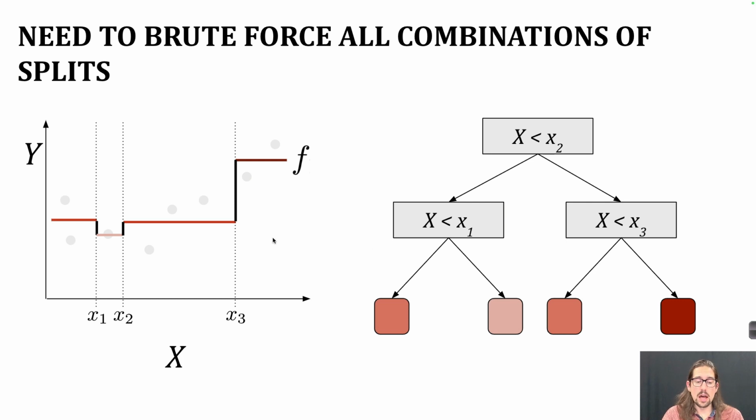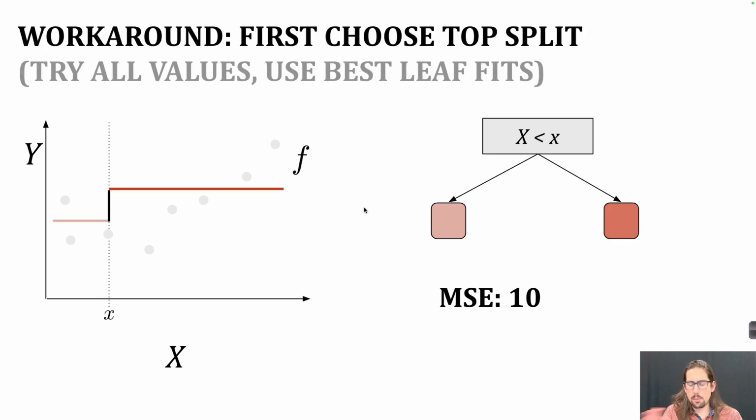But you still need to try a lot of different combinations of x1, x2, and x3 in order to find the best regression tree. And in fact, if you have many leaves, or the dimensionality of your data is very high, this is just computationally not practicable, even on modern computers in a lot of cases. And so we come up with this alternative approach.